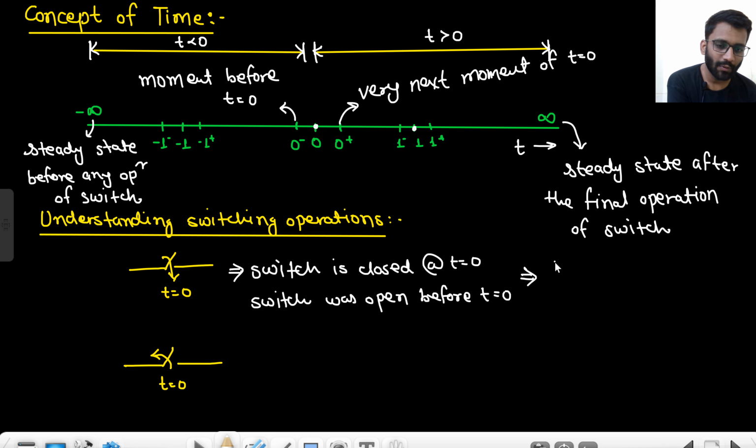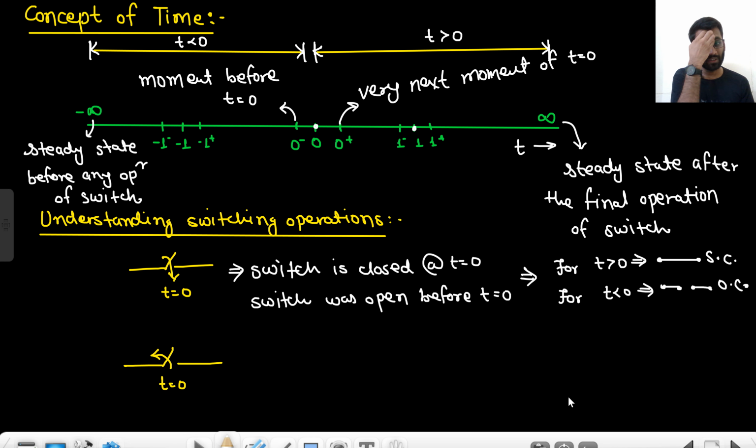That means for t greater than 0, this will be the condition. That means short circuit. And for t less than 0, this will be the condition. That means open circuit. Are you getting my point? Switch is closed, that means short circuit. Switch is open, that means open circuited.